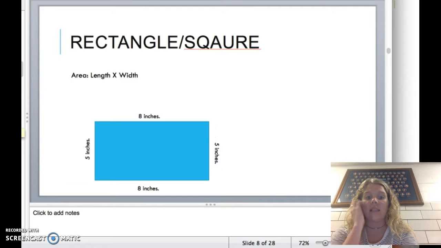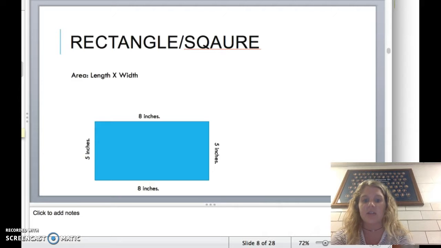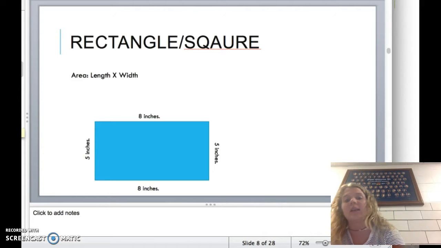A rectangle's area is length times width. So you would do 8 times 5, and I would explain this to the students, and then explain 8 times 5 is 40. So that was the answer.